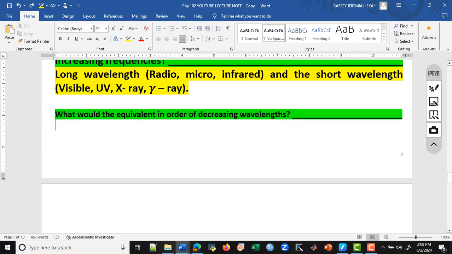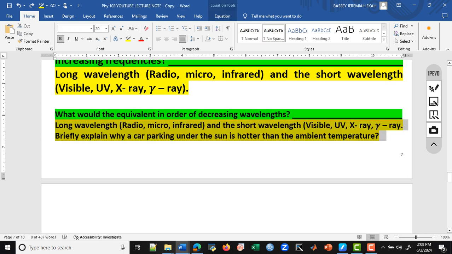Alright, so this is my answer. For long wavelength, we would have radio wave, microwave, and the infrared. And for short wavelength, visible light, UV ray, X-ray, and gamma ray.